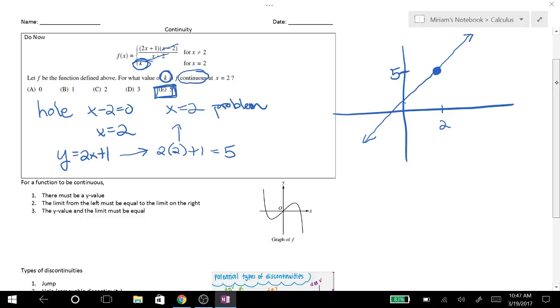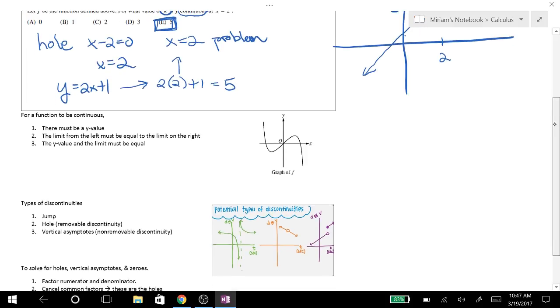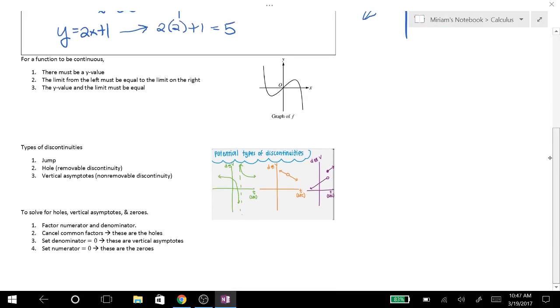Okay, so I wrote a few reminders on continuity here. For a function to be continuous, there has to be a y value, meaning let's say we're focusing on this little graph here. Let's say I'm focusing on this point. There has to be a y value there. It can't be an empty dot, okay? So there should be no holes, no jumps. It has to be a full-on y value, a solid dot.